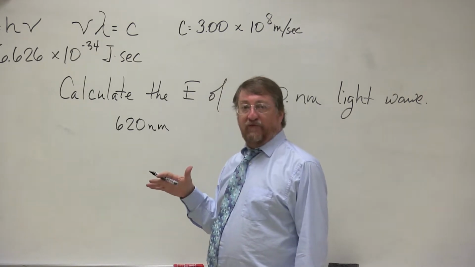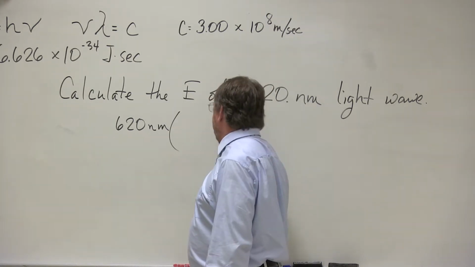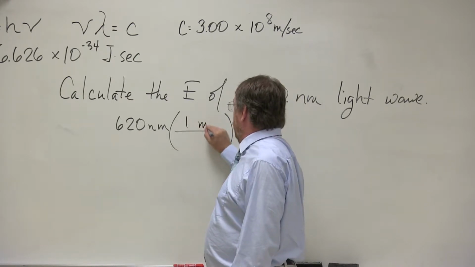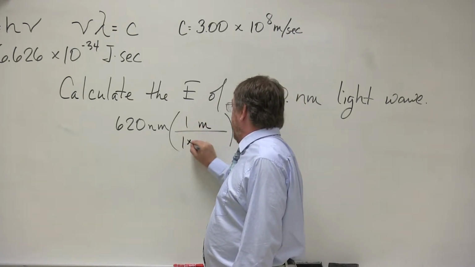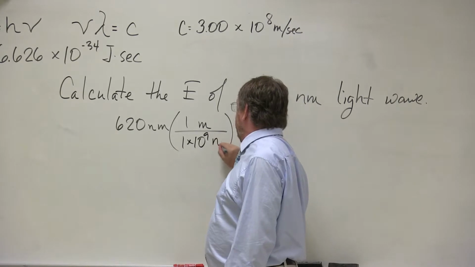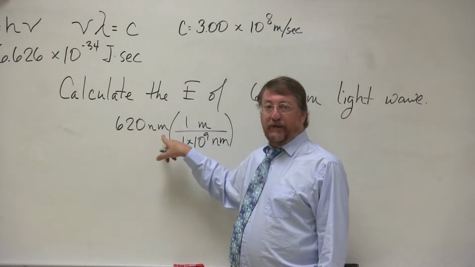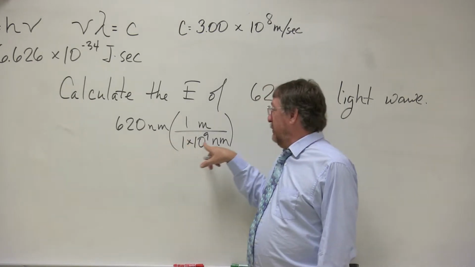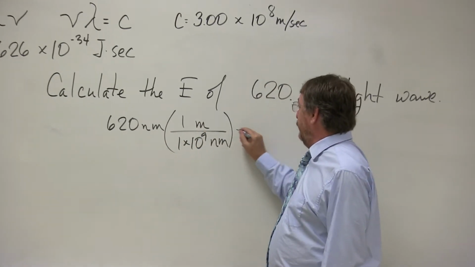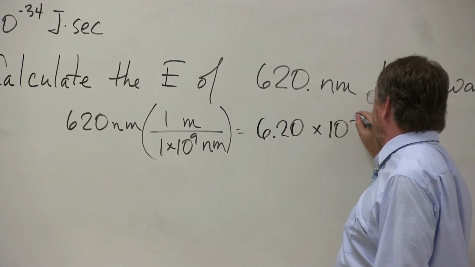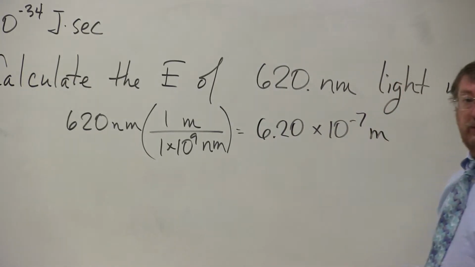Nano, Greek word for 9. So every meter is 1 times 10 to the 9 nanometers. Well, this is basically 6.2 times 10 to the second. So 9 minus 2 is 7. So that's going to be 6.20 times 10 to the minus 7 meters.